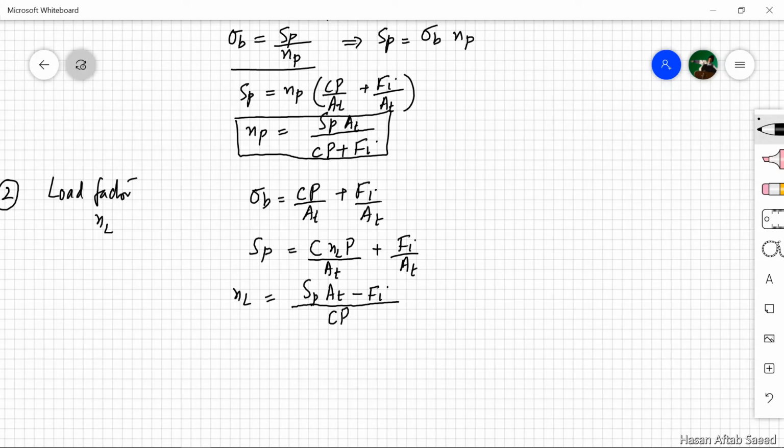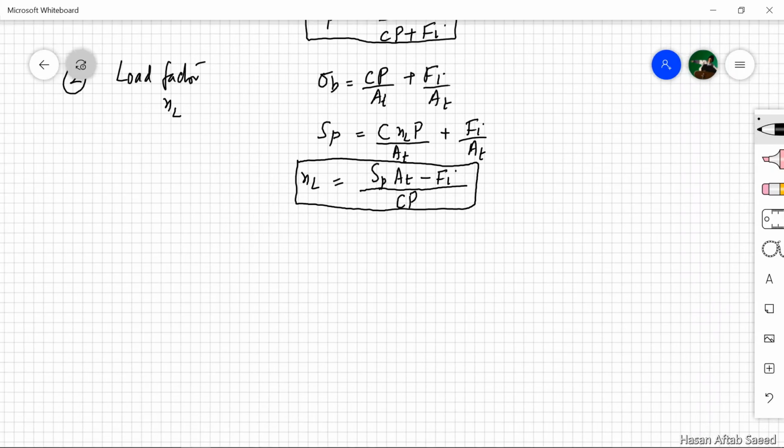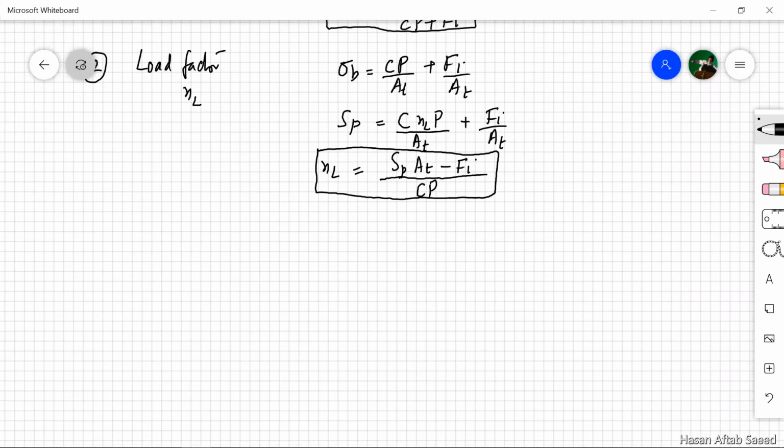This is another factor of safety that we use. There's a slight difference between the two. One deals with the total load. The other one, the second one, load factor, only deals with the applied load, not the FI. It considers FI as constant. It is going to be there anyway. So it only considers the load P and any increase that we can add there before this whole thing exceeds or equals the proof strength of the material.